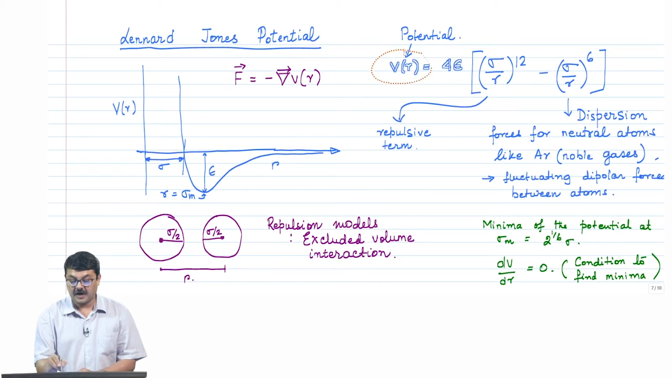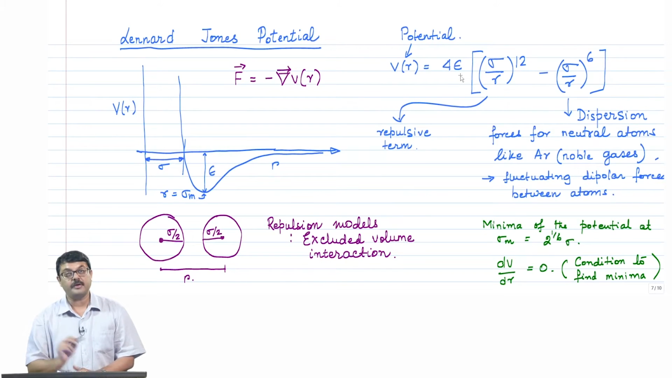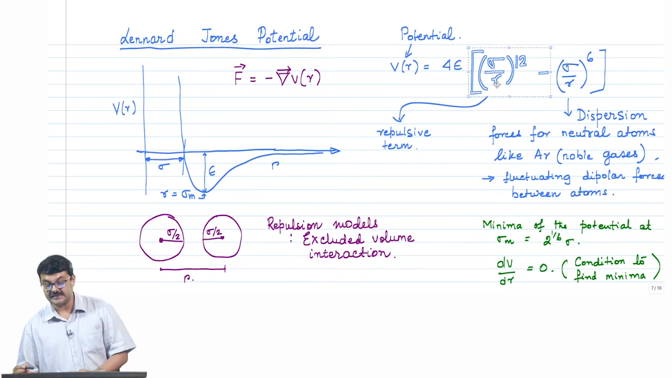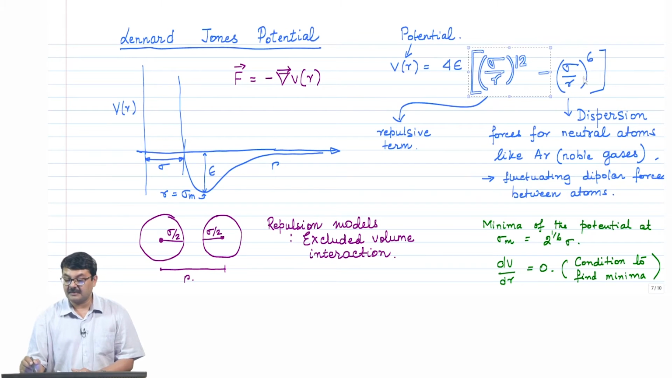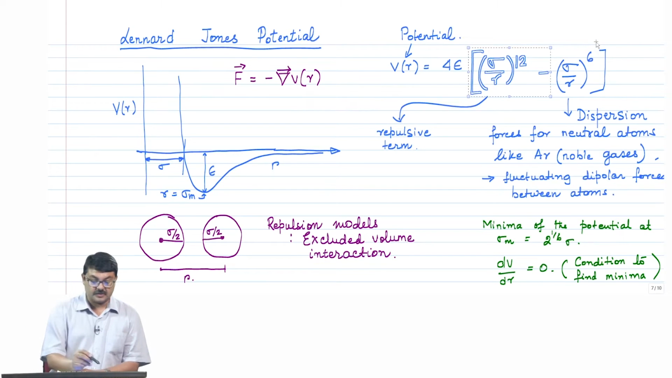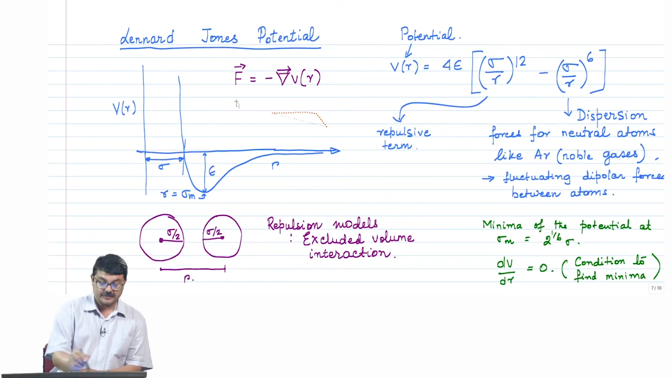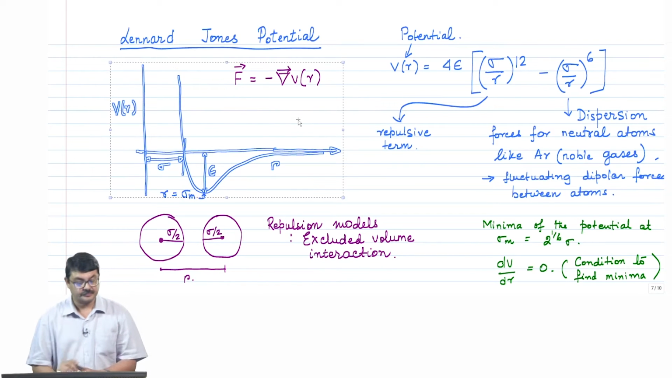So, V of r is equal to 4 epsilon, where epsilon is a unit of energy, it sets the scale of the energy, into sigma by r to the power 12, sigma is a parameter, I shall explain what that means, minus sigma by r to the power 6. So, this potential looks something like this, right.